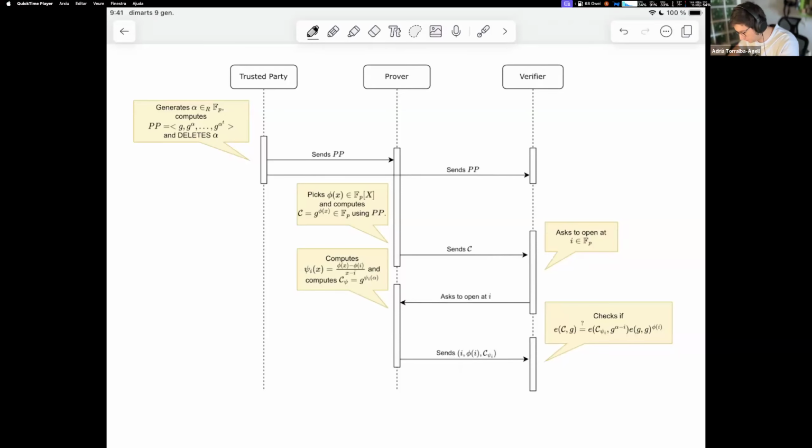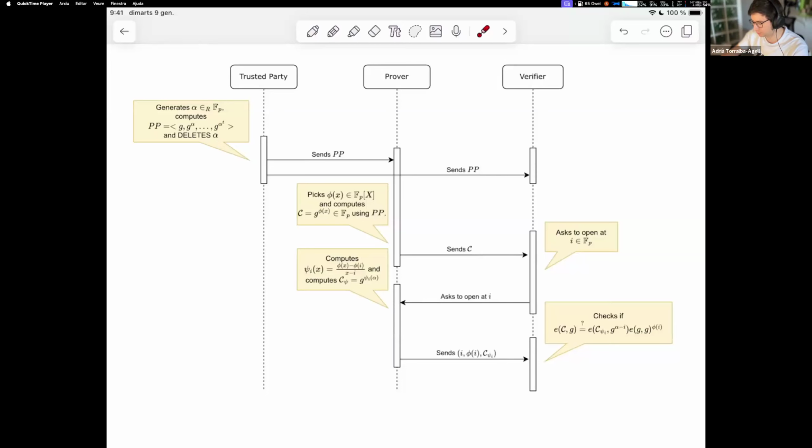Well, if you remember, we have three actors: a trusted party, a prover, and a verifier. Now the idea is that I will set up some parameters, and we are going to do an end-to-end run of this protocol, going through all the 4 phases.